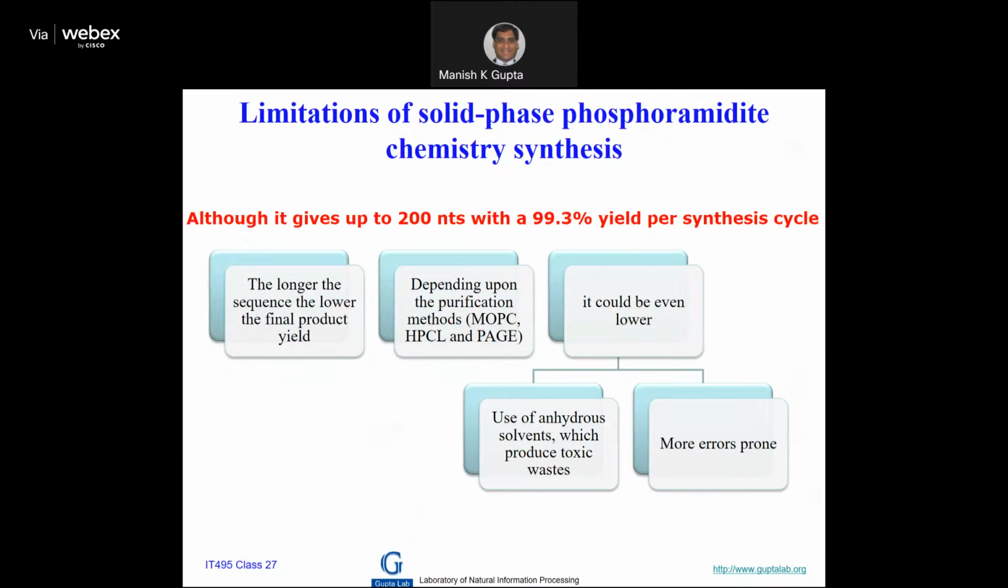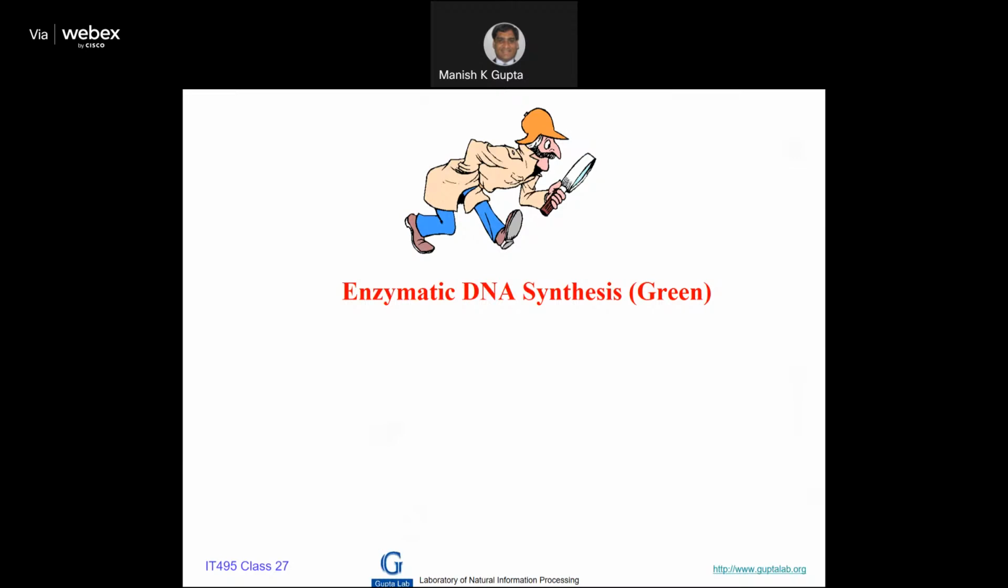And so there are some scientists who started thinking in the other direction, like how nature does DNA synthesis. So they observed, and the main thing was the discovery of DNA polymerase, which has created a new area in DNA synthesis. This is known as enzyme-based DNA synthesis or green DNA synthesis because the toxic wastes are not there.